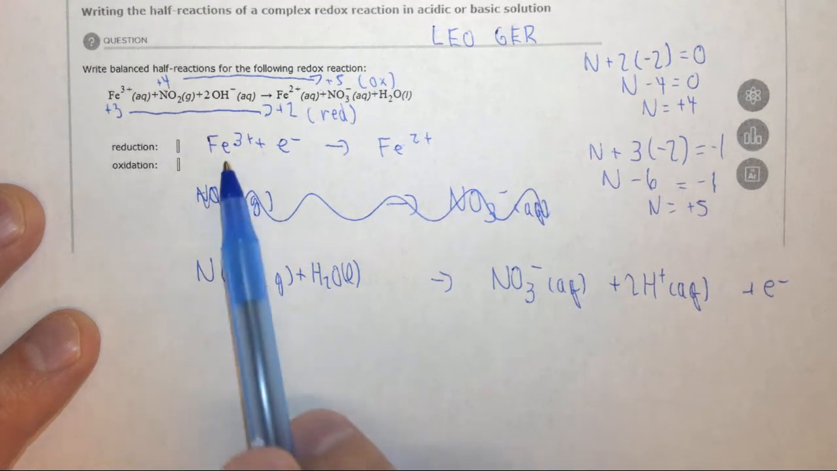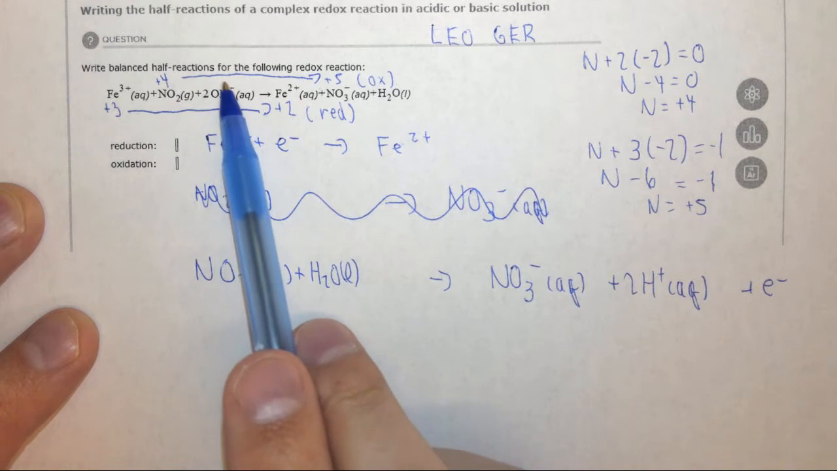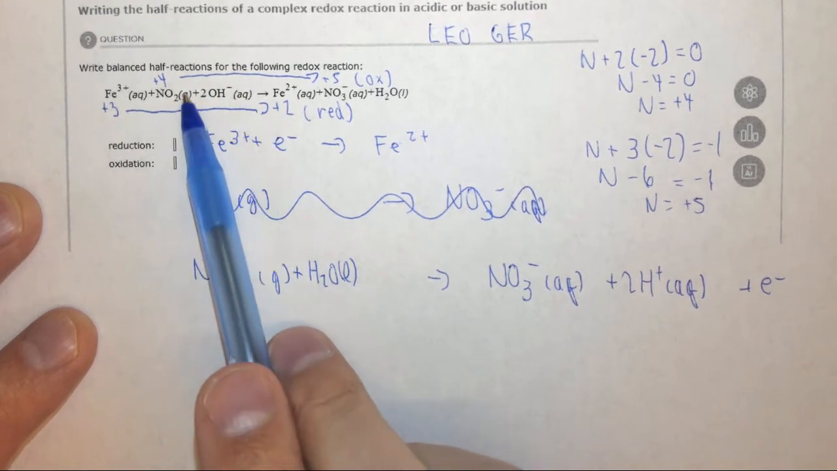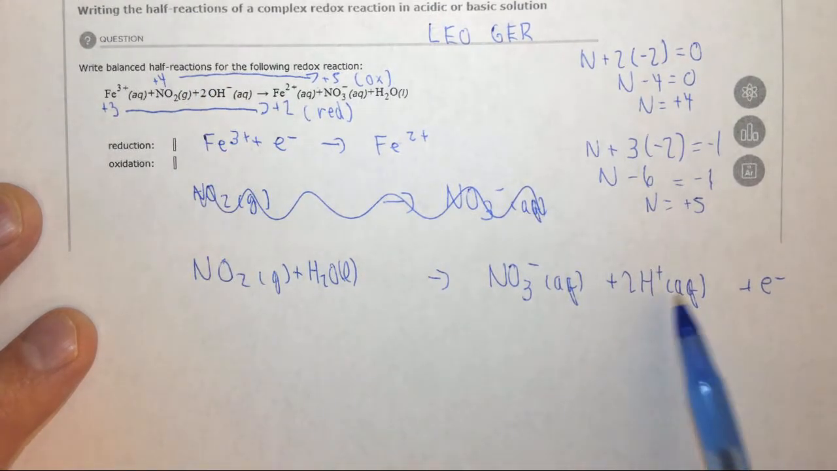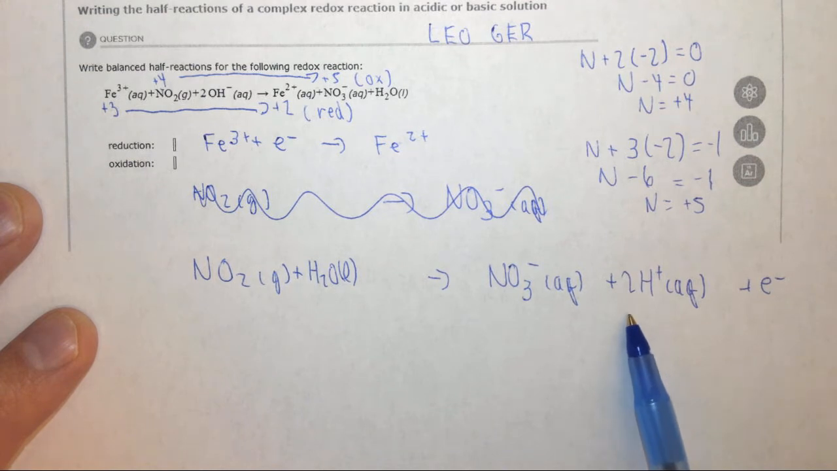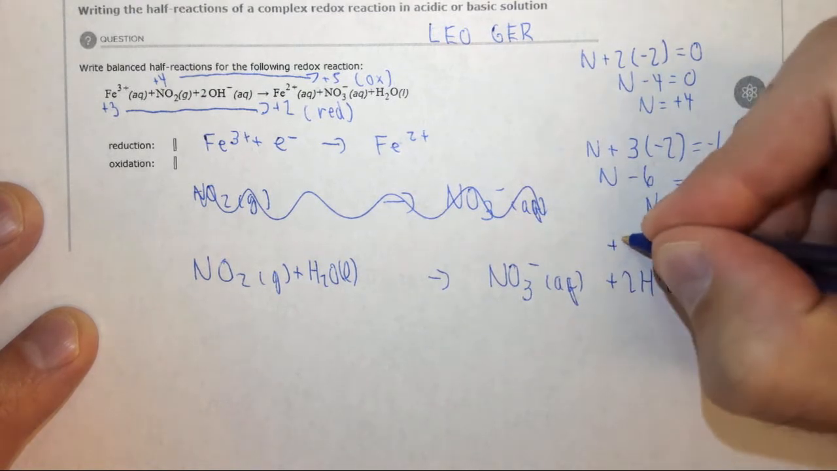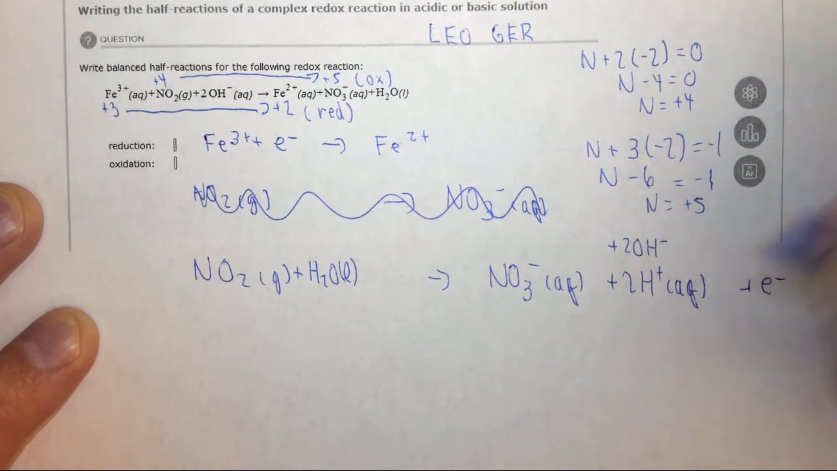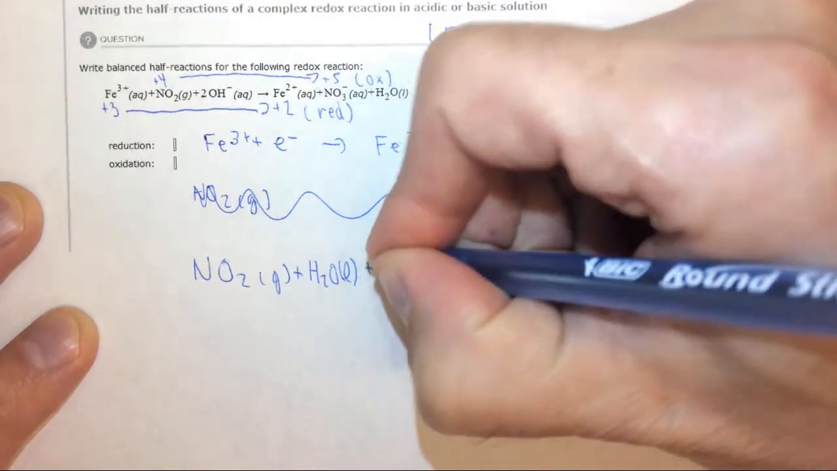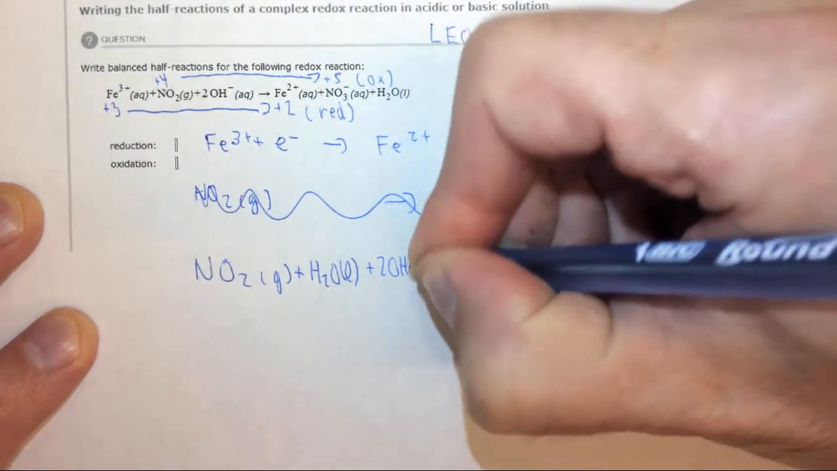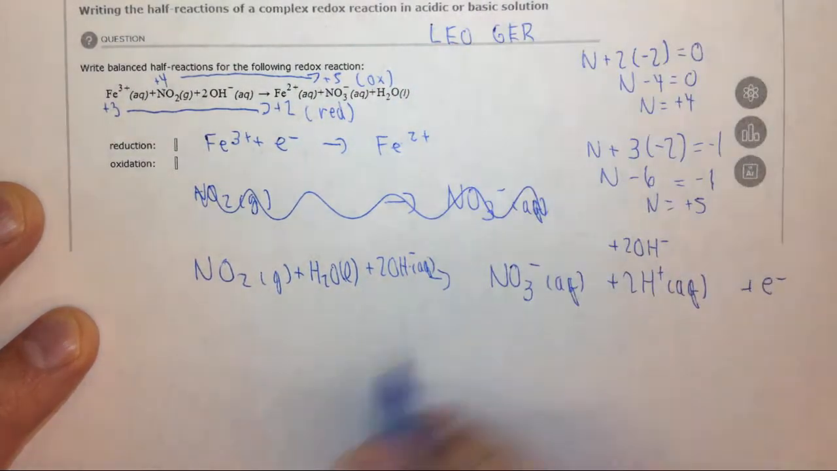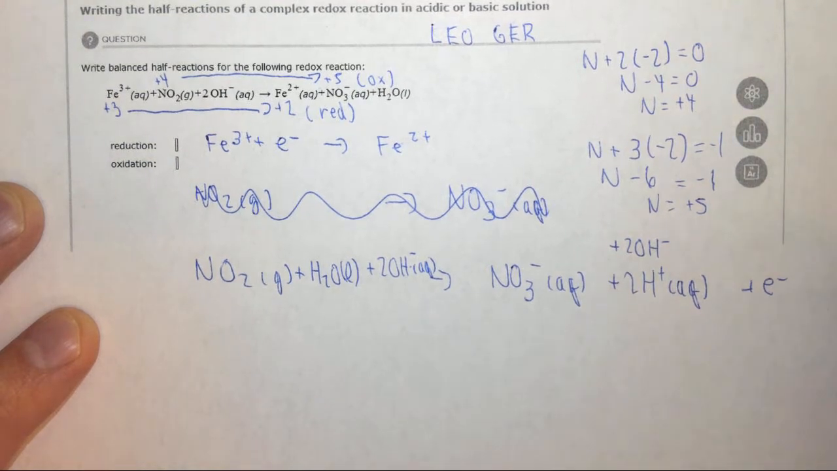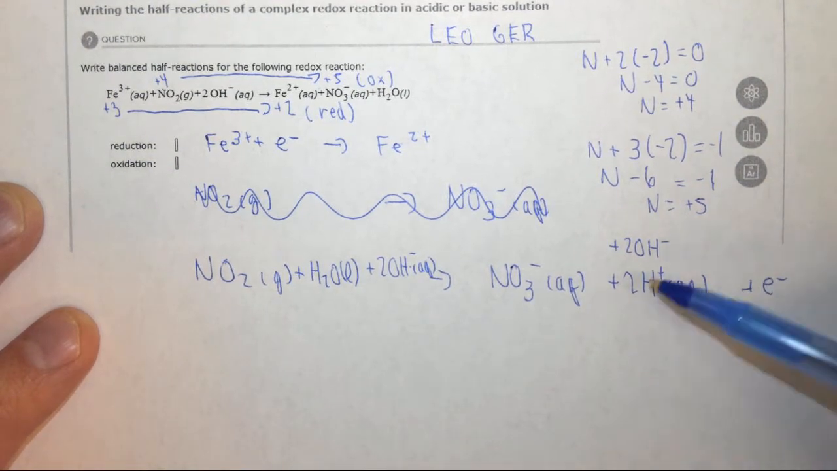But this is a basic solution. We knew that because we originally found out that it had OH minus. So we can't leave H plus in this basic solution. So what we need to do is we need to add the appropriate amount of hydroxides to both sides. Well, in this case, we want to add 2 OH minuses over here, and we want to add 2 OH minus over here. So we want to add 2 hydroxides to both sides. These will cancel out and form water.